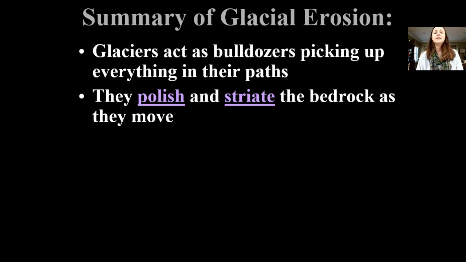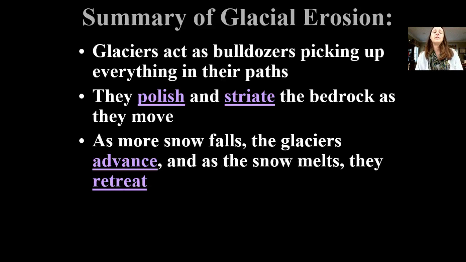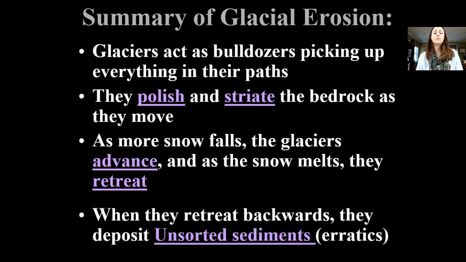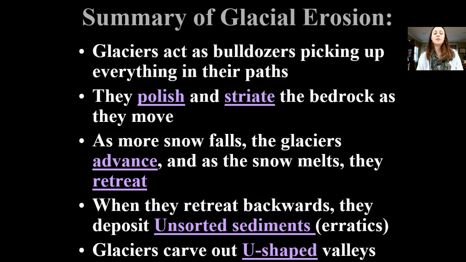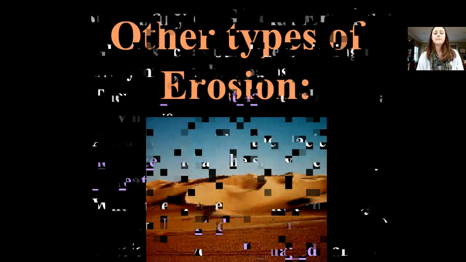So to summarize, glaciers act as bulldozers, and they pick up everything in their paths. They polish and striate, or scratch, the bedrock as they move. As more snow falls, the glaciers advance, and as it melts, they retreat. And when they retreat, they deposit unsorted sediments, sometimes known as erratics. They also carve out U-shaped valleys, and they deposit the unsorted sediments all along those U-shaped valleys.